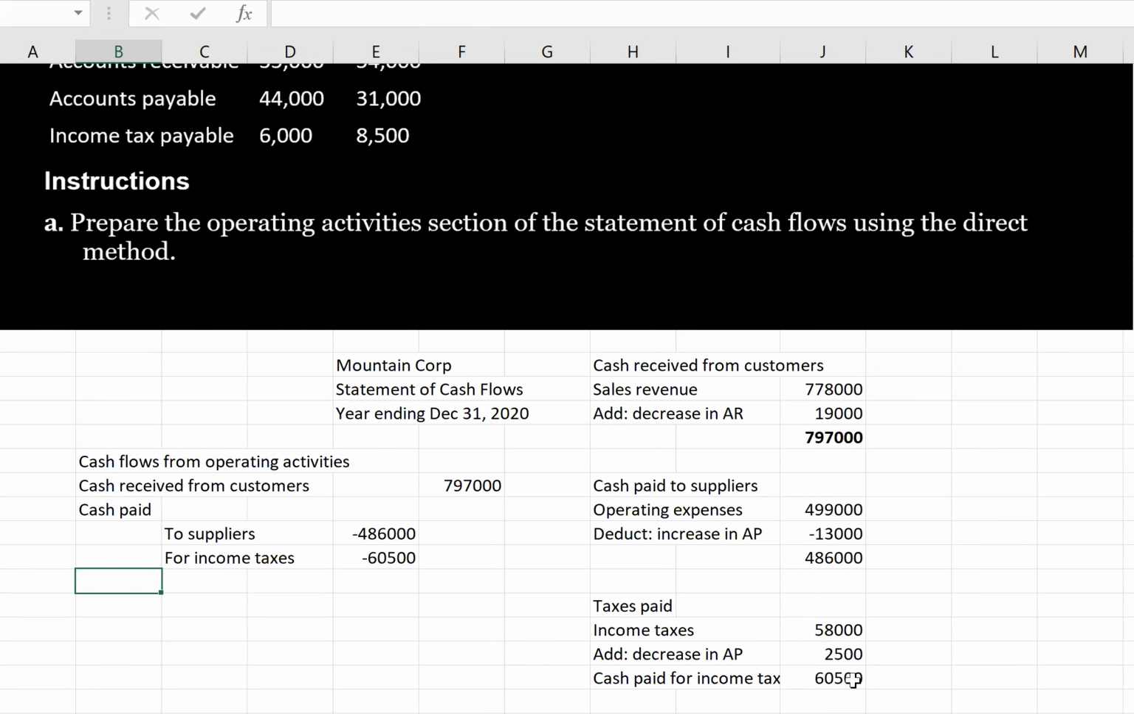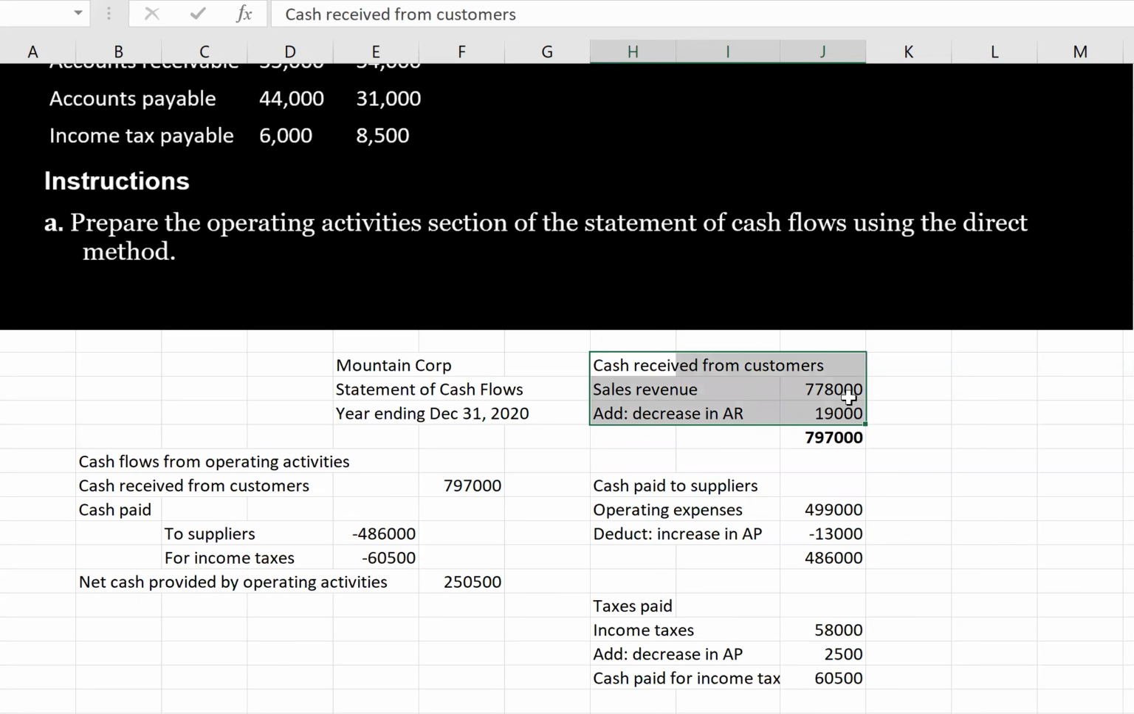So we're going to have net cash provided by operating activities. And the reason why I've said provided by instead of used by is because if I take net income and I add these two, because they're negative, so I can add them, then that will give me net cash from operating activities of 250,500. And you can see how we computed the cash received from customers: sales revenue, and we added a decrease in AR because otherwise we'd have received that much less cash.